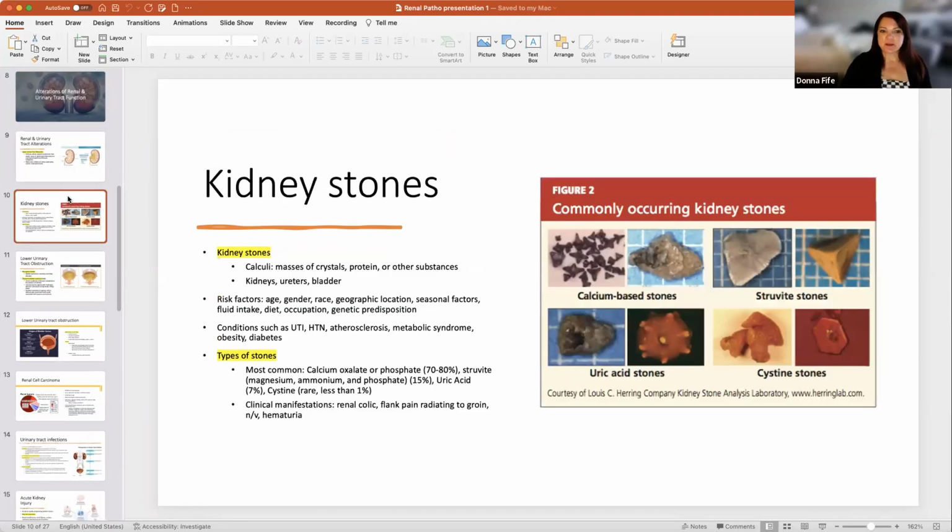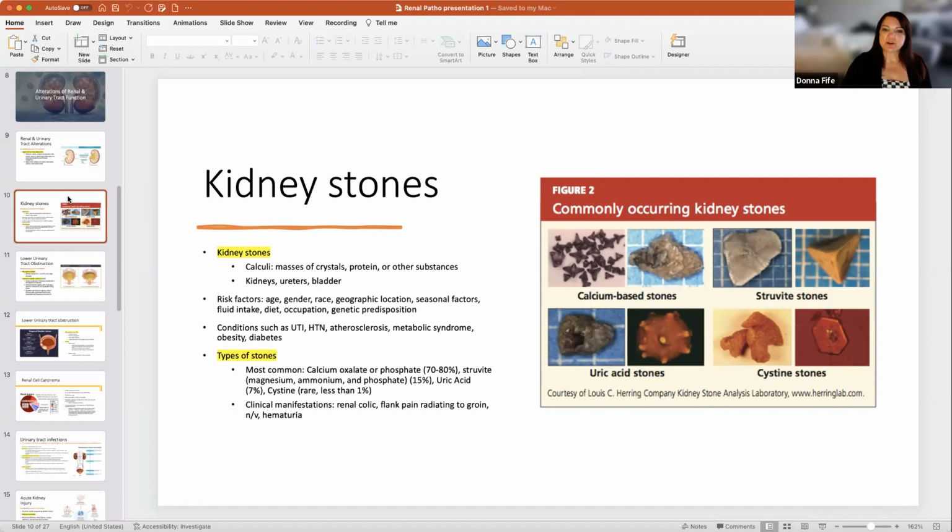Kidney stones, also known as nephrolithiasis or calculi. These are masses of crystals, proteins, and other substances. These can occur in the kidneys, ureters, and bladder. Risk factors include age, gender, race, geographic location, seasonal factors, the amount of fluid a person intakes, diet, occupation, and genetic predisposition.